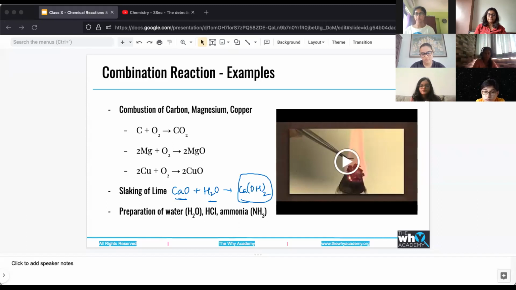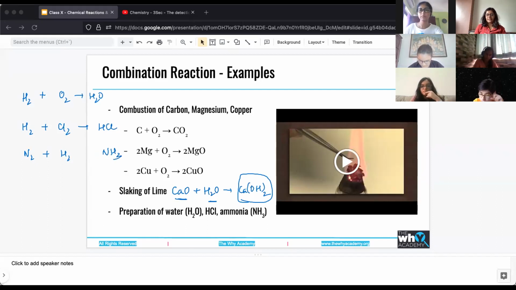Preparation of water, like all these preparations from the individual elements. Water is formed from hydrogen and oxygen. HCl from hydrogen and chlorine. And ammonia is formed from nitrogen and hydrogen. So these are the equations. But these equations are not balanced.